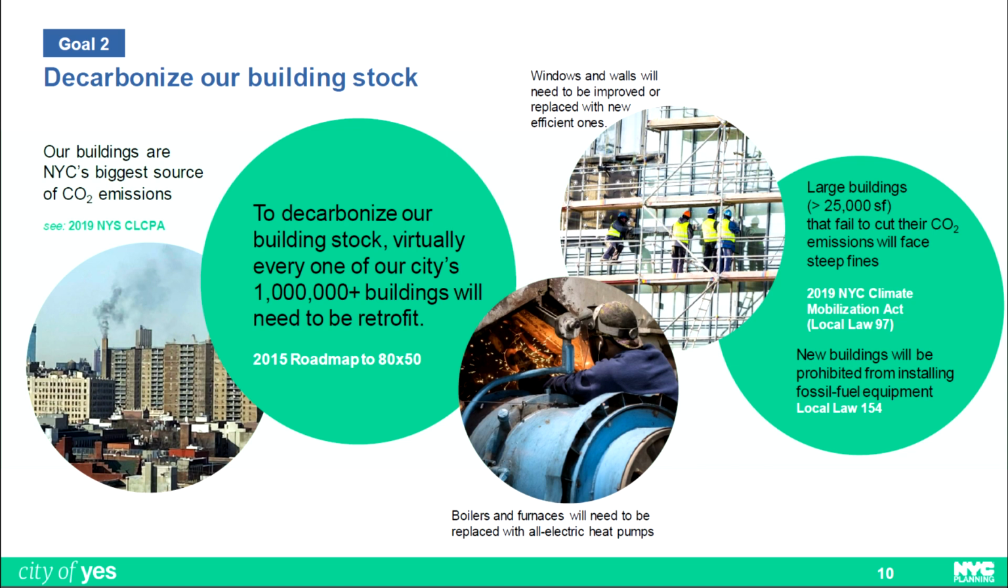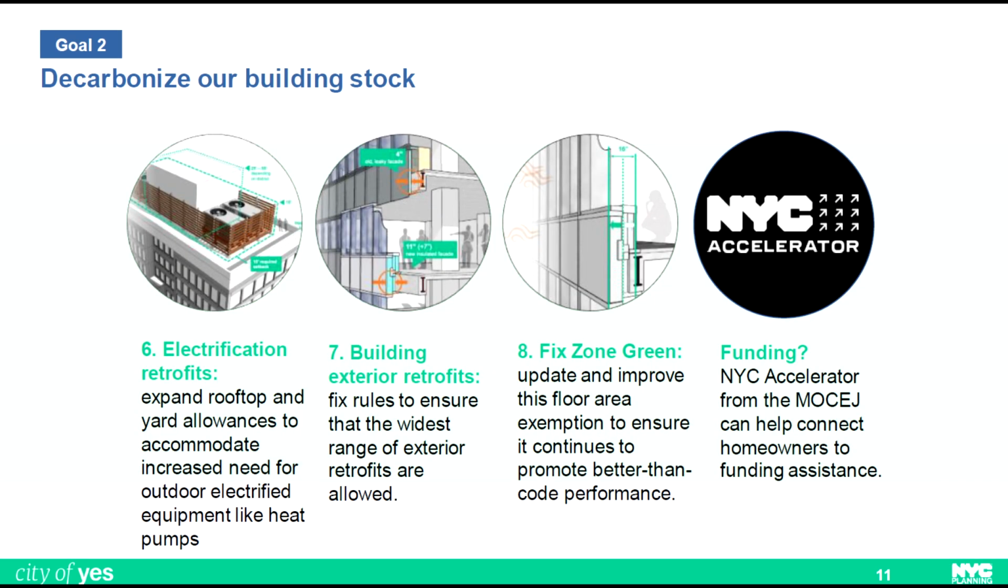It's important to note 2 laws adopted by the City Council in 2019 and 2021 that are crucial here and which we're responding to. For large buildings, which are defined as buildings 25,000 square feet and larger, Local Law 97 will begin to impose fines if they do not cut their carbon emissions. Fines will begin rolling out in 2024 and will increase through 2050. And second, Local Law 154 requires that all newly constructed buildings are electrified from the beginning. Fossil fuel-based equipment will no longer be allowed in new construction in New York City.